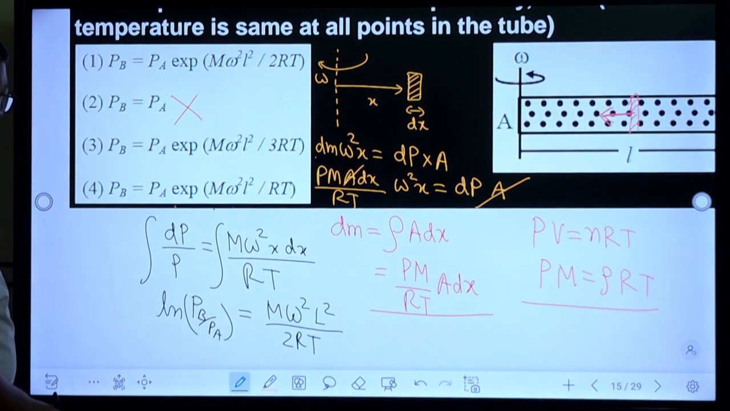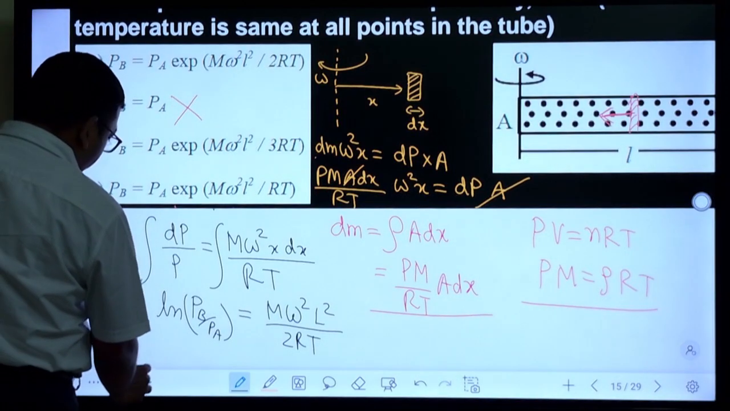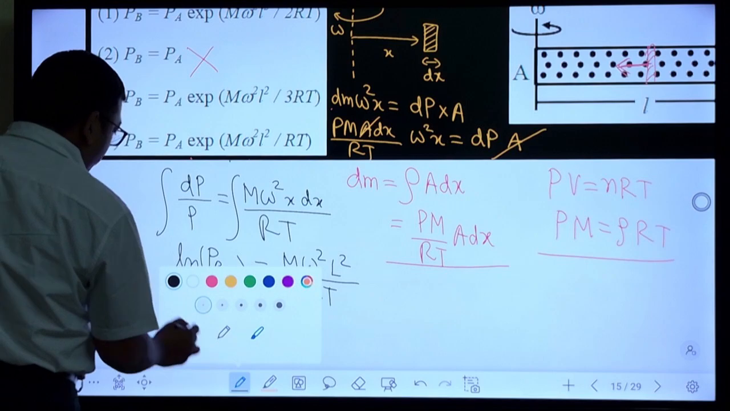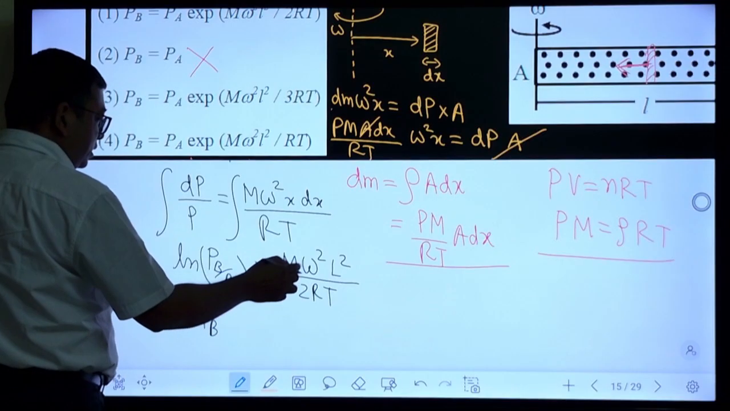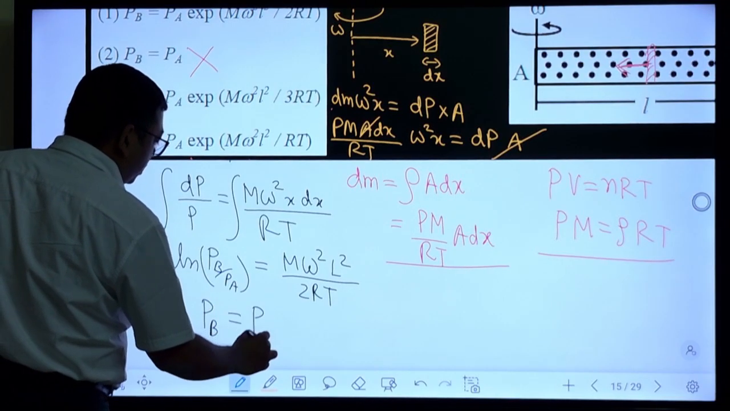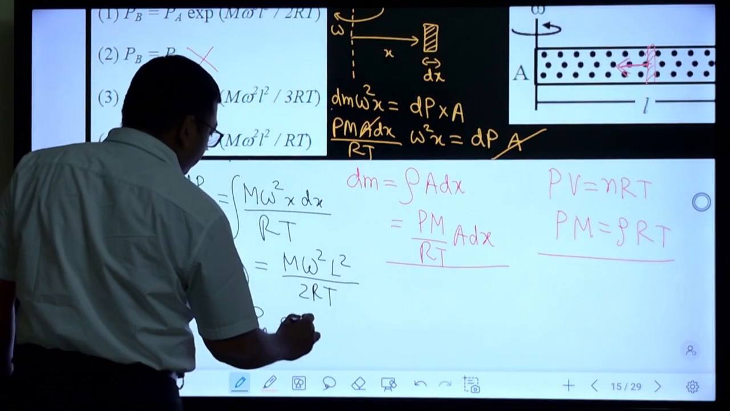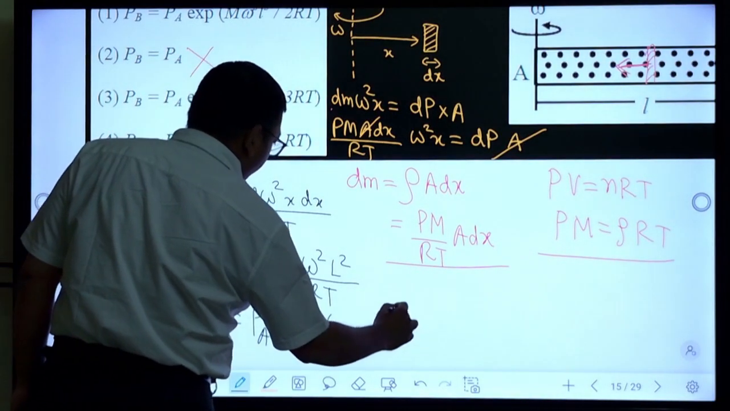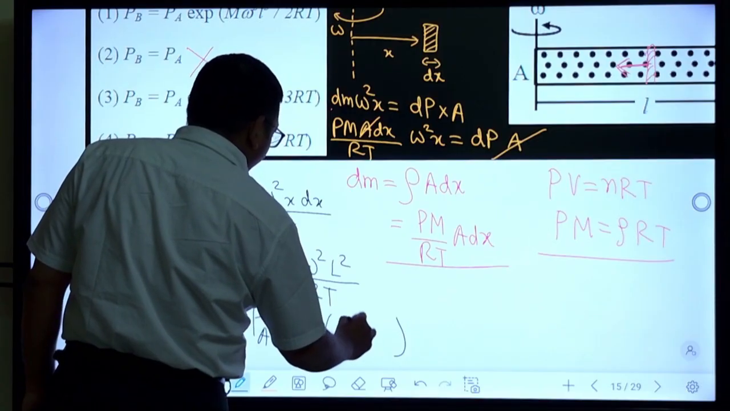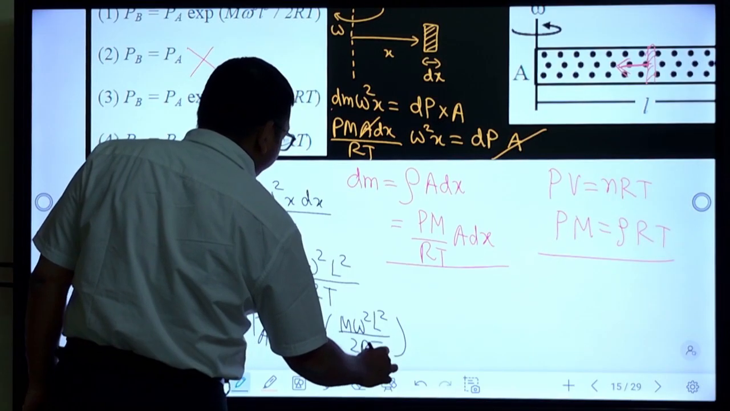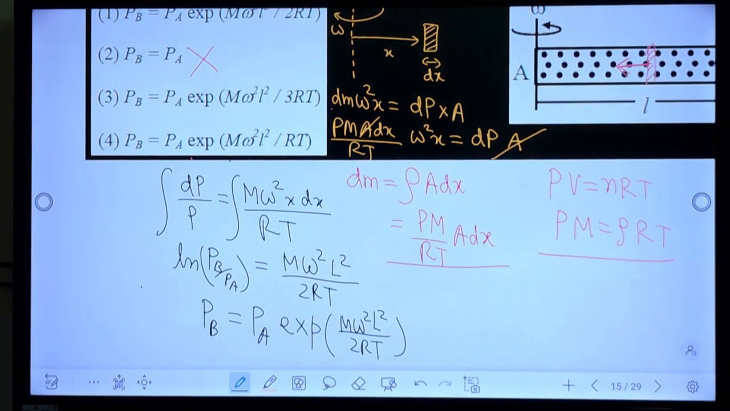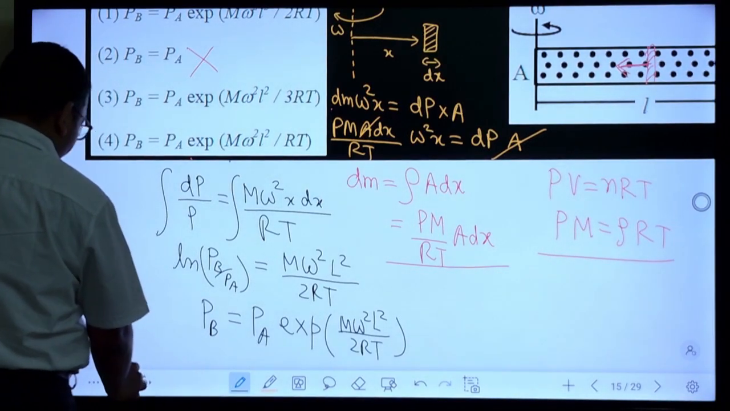Now you can write it in exponent form, correct? So what do you get? PB by PA is e to the power, so PB is PA into e to the power, that is exp, exp means e to the power, of M omega square L square by 2RT. So that's the answer, I think. First option.